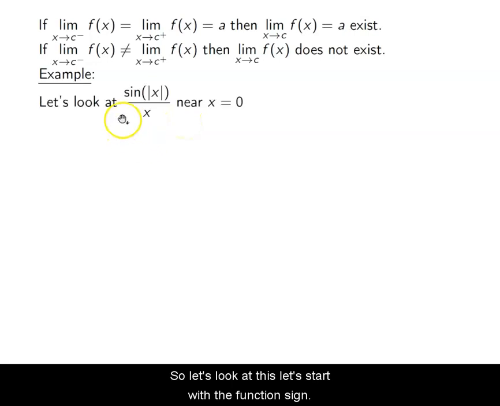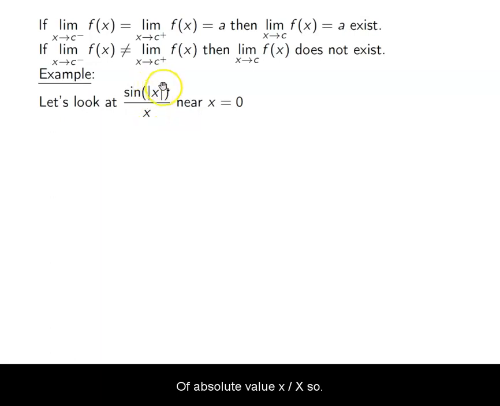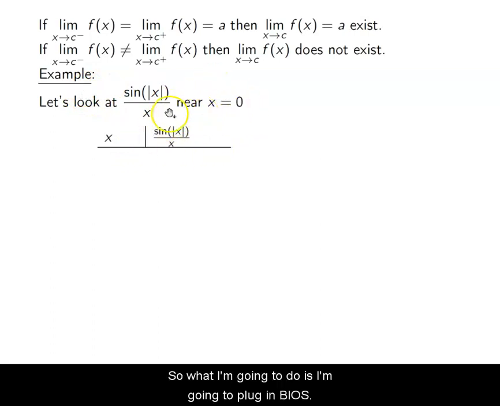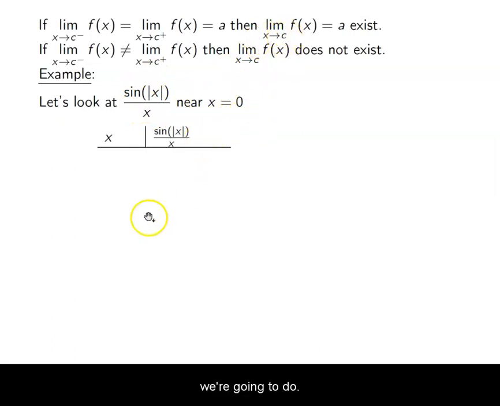So let's look at this. Let's start with the function sine of the absolute value of x divided by x. I want to know what's happening near 0. So what I'm going to do is plug in values close to 0 from the negative side, and then look at values close to 0 from the positive side. Really, what I'm doing is looking at the limit of this function as x approaches 0.